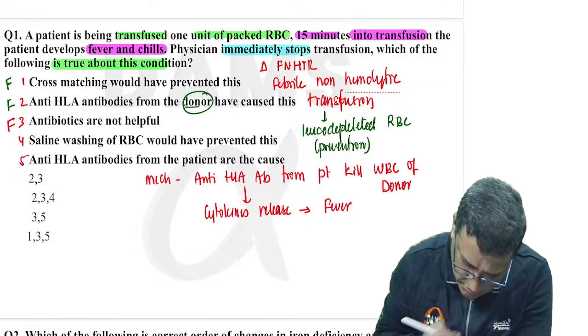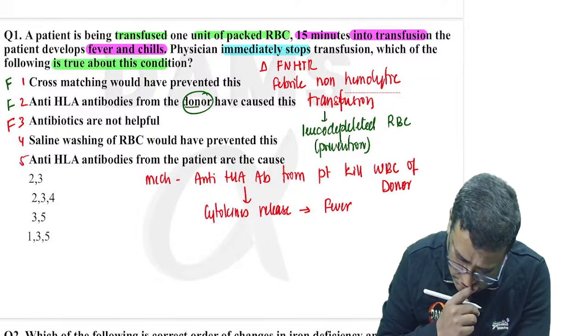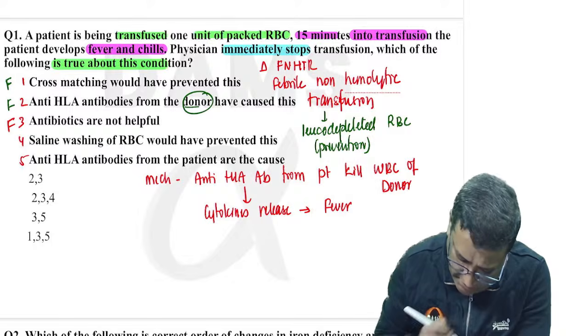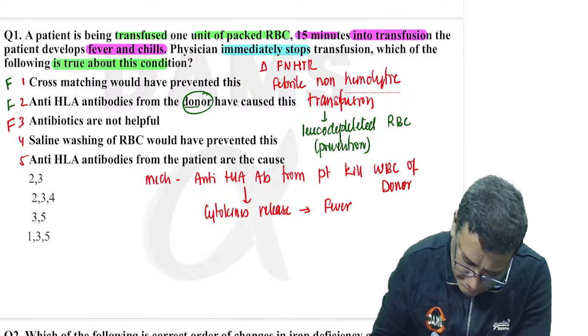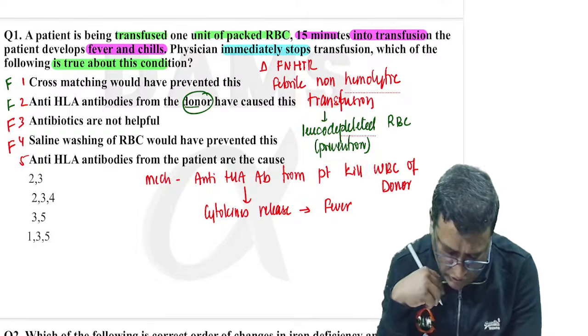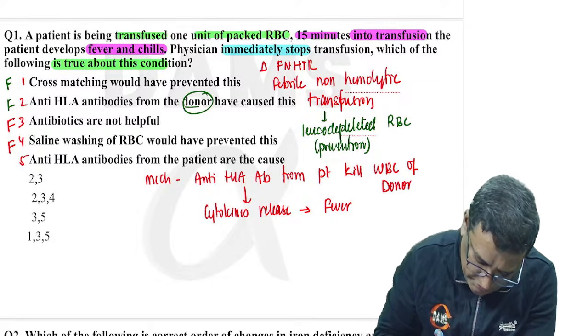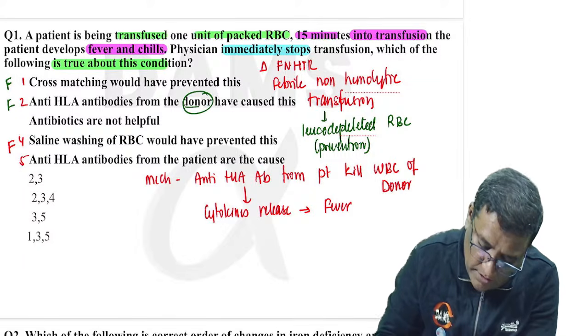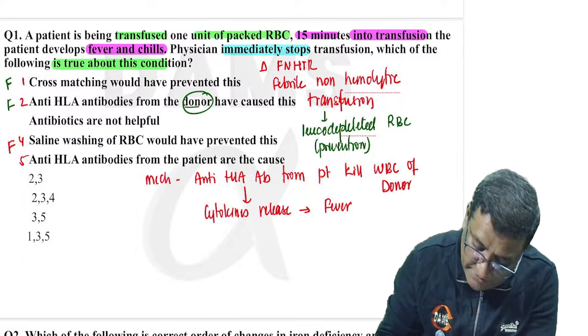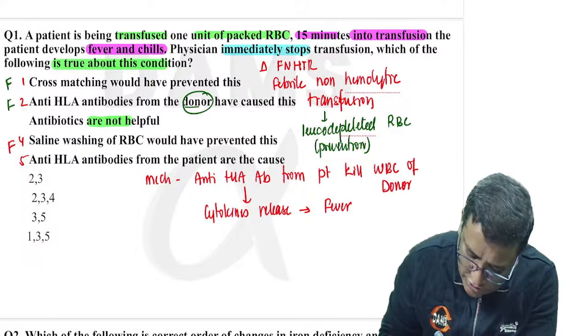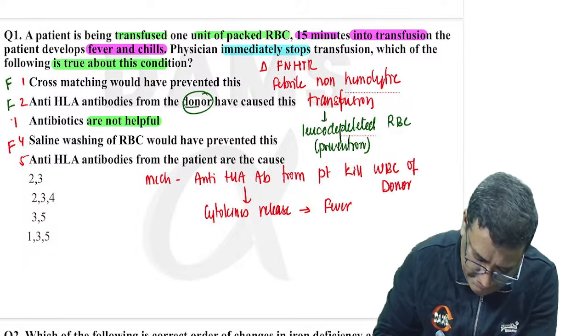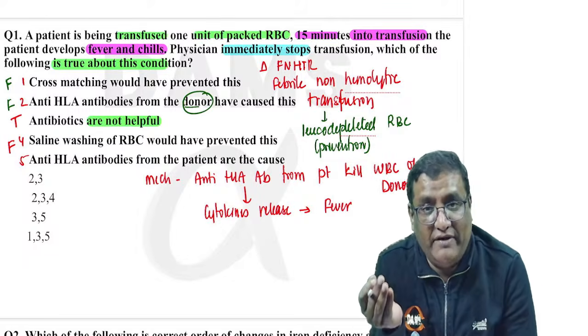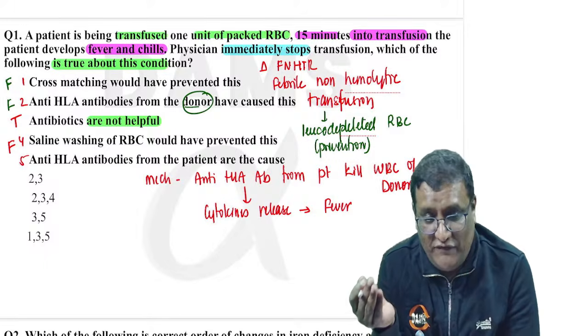Saline washing of RBC could have prevented this. Saline washing, false. Why? Saline washing would have prevented what? Oh, sorry. Third option, look at the third option. Antibiotics are not helpful. Okay, that is okay. I misread it, guys. Sorry. Antibiotics are not helpful, that is a true statement. We don't give antibiotics because this is not an infectious cause, isn't it?